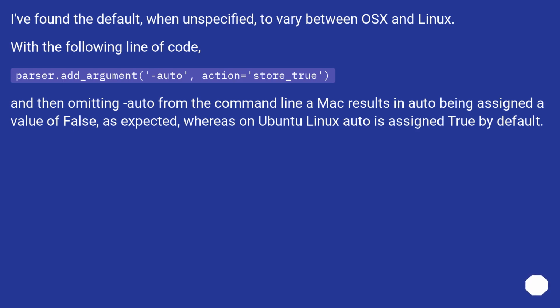I found the default, when unspecified, to vary between OS X and Linux. With the following line of code, parser.add_argument auto, action equals store_true, and then omitting auto from the command line on Mac results in auto being assigned a value of false, as expected, whereas on Ubuntu Linux auto is assigned true by default.